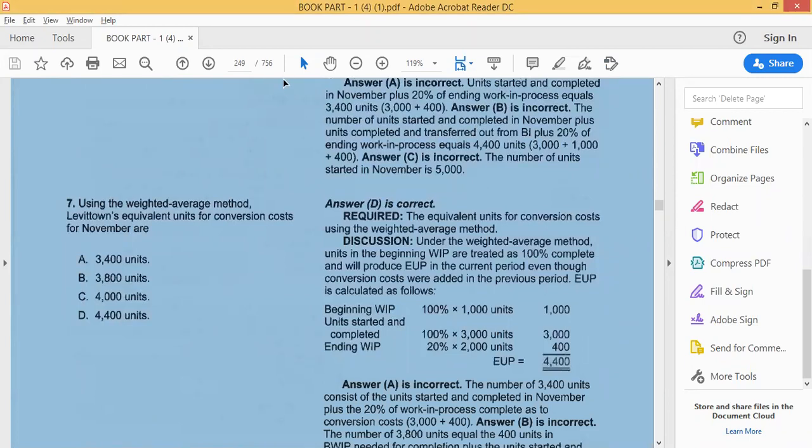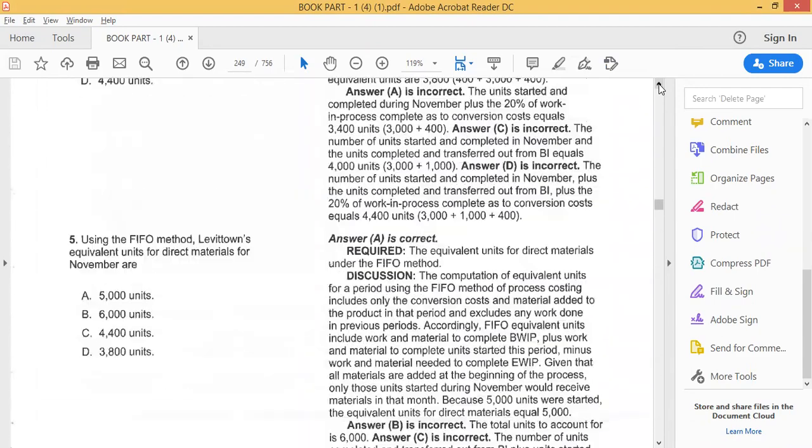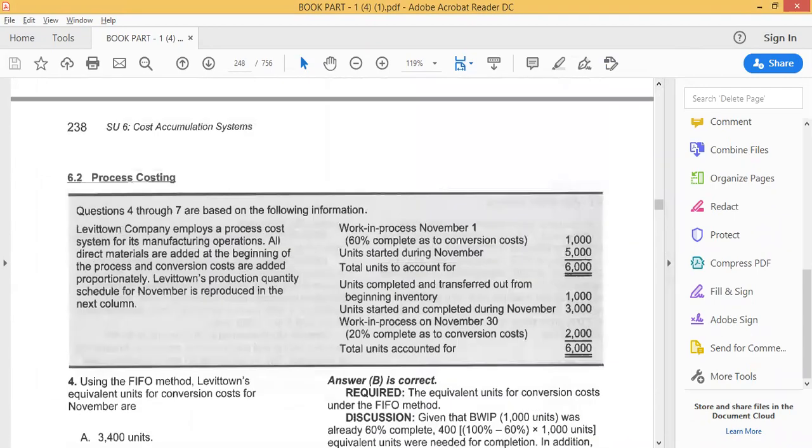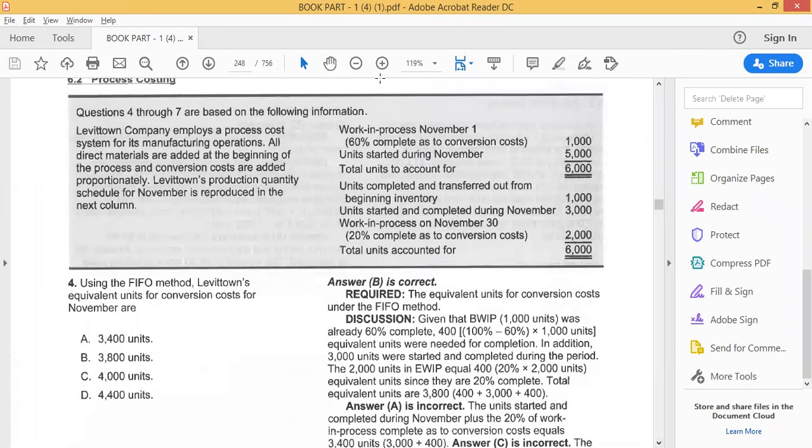Question number 7, he actually asked us the same thing: equivalent units of production we have to calculate by using the weighted average method for conversion cost. So let us solve question number 7. We always bring our screen back here because we need to take a look at the information. So here, students, we are solving question number 7.